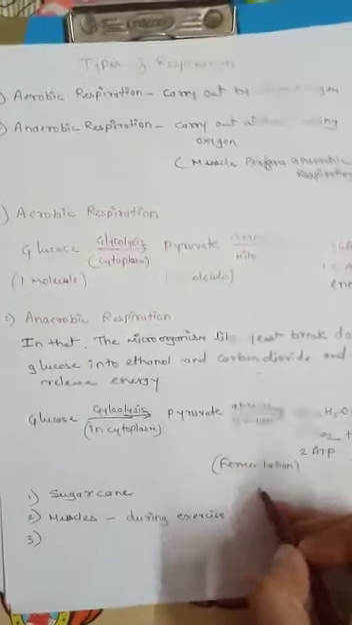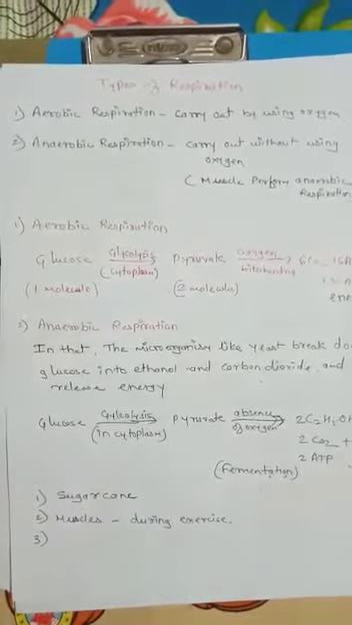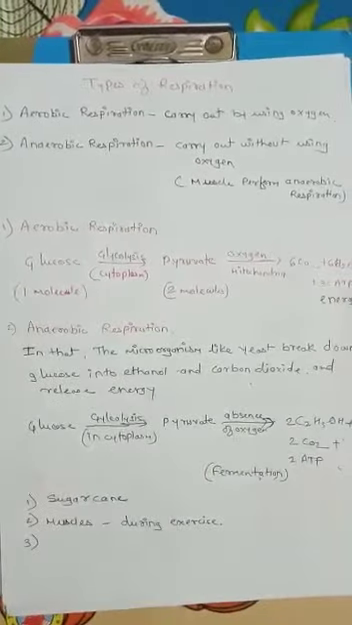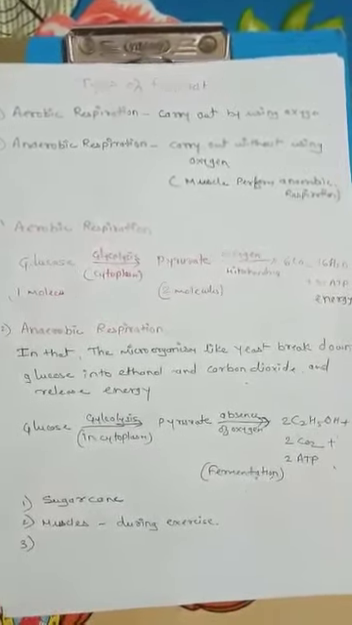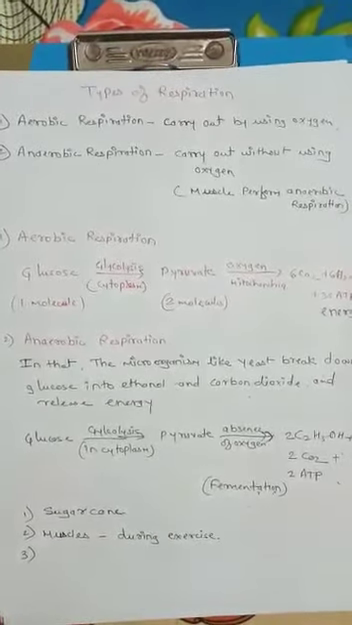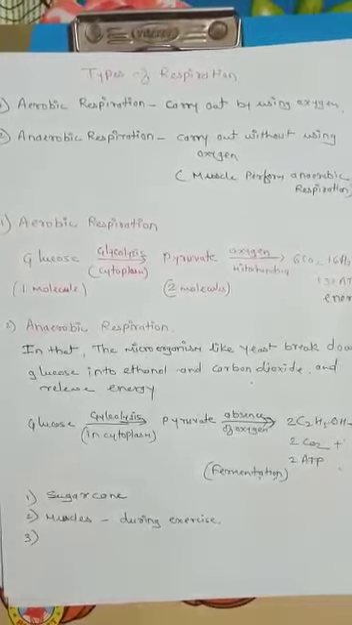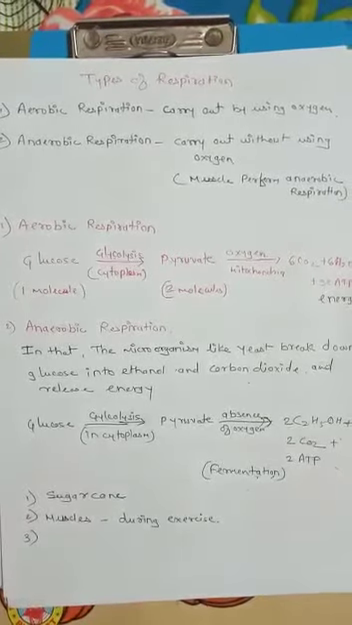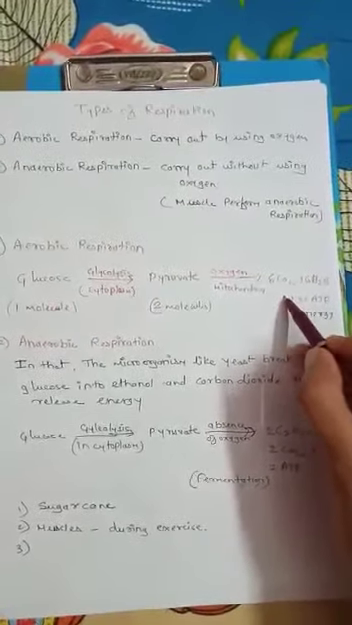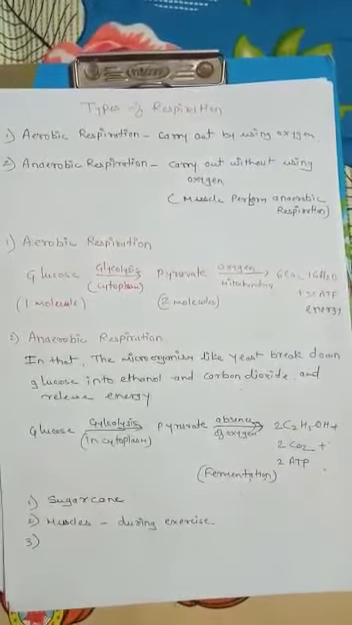Now, this is about the types of respiration. Now we'll move to the differences between aerobic respiration and anaerobic respiration. Aerobic respiration takes place in the presence of oxygen, and anaerobic respiration takes place in the absence of oxygen. Second point: complete breakdown of food occurs in aerobic respiration, but in anaerobic respiration there is a partial breakdown of food.